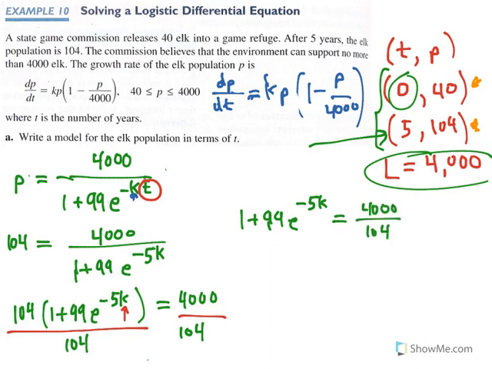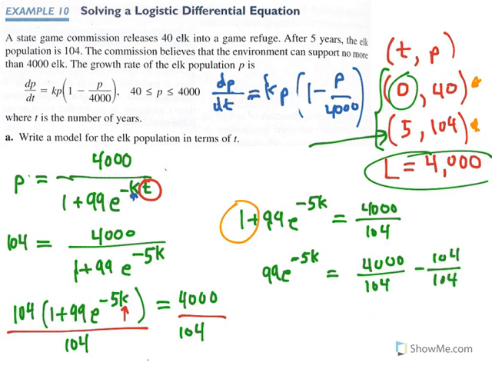The next step is to subtract 1 from both sides of the equation. That would give 99 times e to the negative 5k is equal to 4,000 over 104 minus 1, which you can write as 104 over 104. And 4,000 minus 104 would be 3,896. So you will have 3,896 over 104.